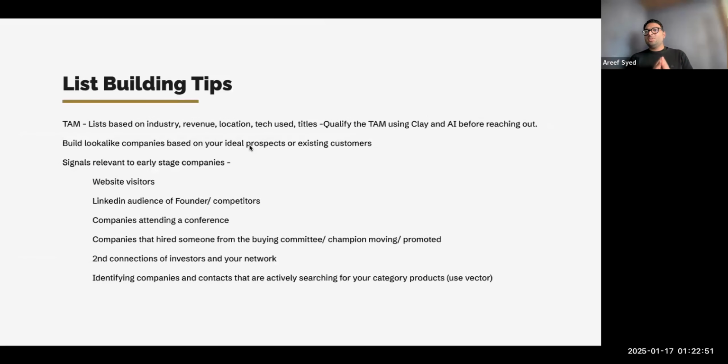So yeah, if we start with the very basics on list building, typically when we start with lists, we have very broad filters like revenue or industry or location. It's good, and this could be a good starting point, but you need to qualify your list. You don't want to send emails to all the 10,000 people that you have found on Apollo or 10,000 people that you have found on Sales Navigator. So you would want to filter them out.